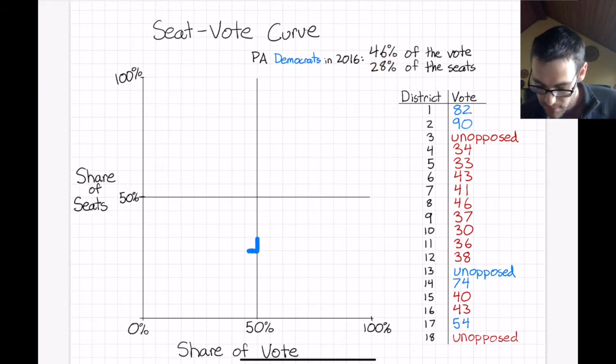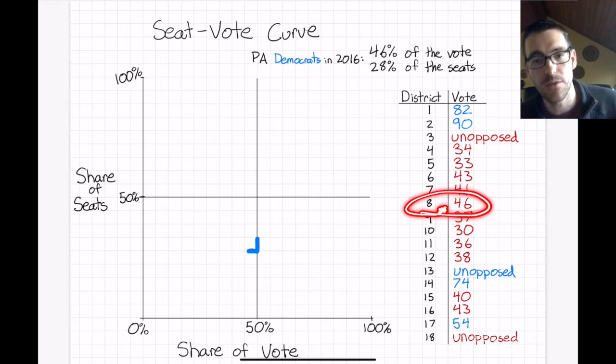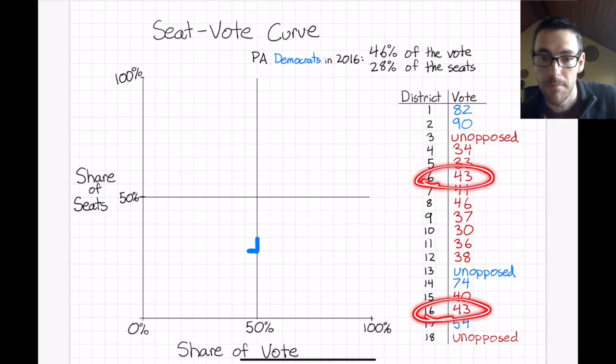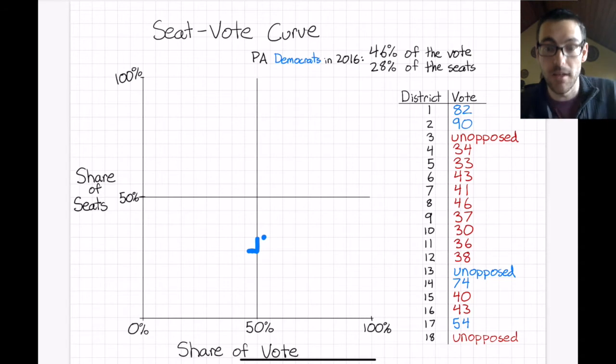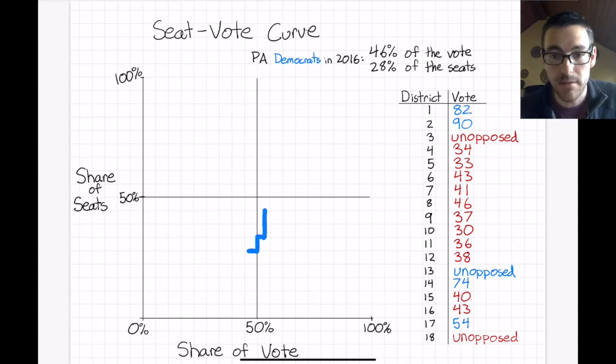So District 8 was the first district that flips if we are increasing the Democrats' vote across the board. But if we increase even further, if we increase by a total of 7, both District 6 and District 16 will flip. So at a +7 to the Democrats across the board, we are at 53% across the state. That corresponds to an increase of 2 seats.